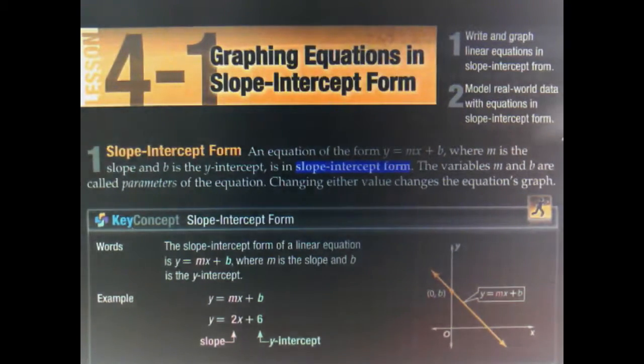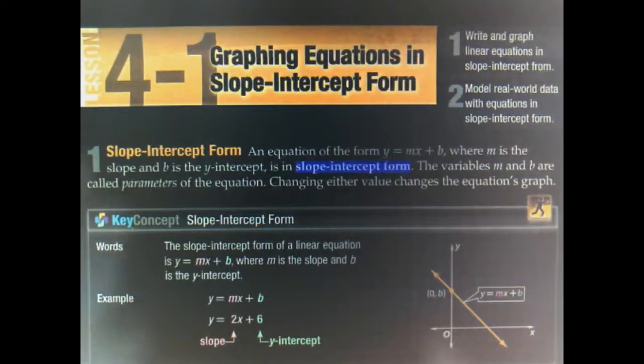So, an equation in the form y equals mx plus b, where m is the slope and b is the y-intercept, is in slope-intercept form. You use the slope and the y-intercept to write it in slope-intercept form. That's where it gets its name. So the variables m and b are called the parameters of the equation. Changing either value changes the equation's graph. So m and b are the only two things you need to put into this equation.